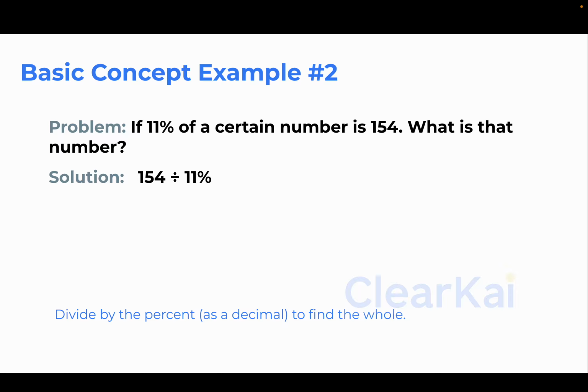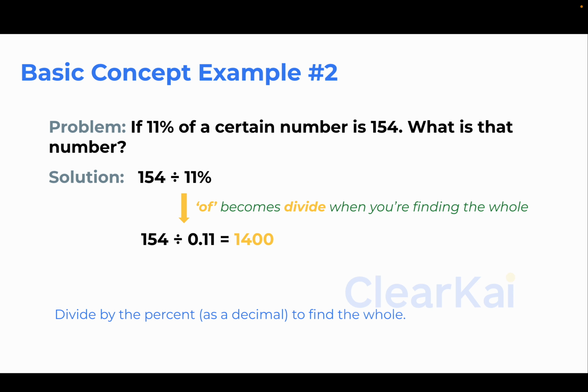We can start by writing it as 154 divided by 11%. When you are finding the whole, of becomes divide instead of multiply. Next, we turn 11% into a decimal. That's 0.11. So it's 154 divided by 0.11 equals 1400. So the total number is 1400. The key idea is when you are finding the part, multiply. When you're finding the whole, divide.